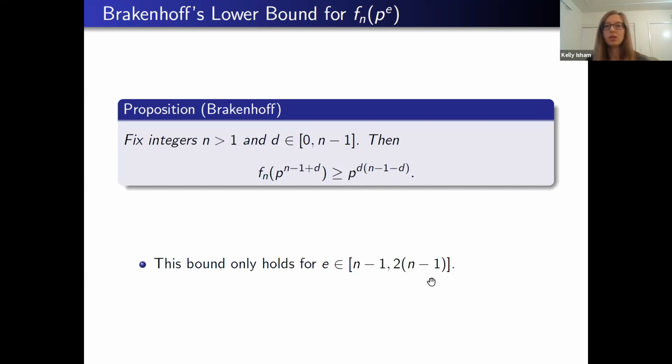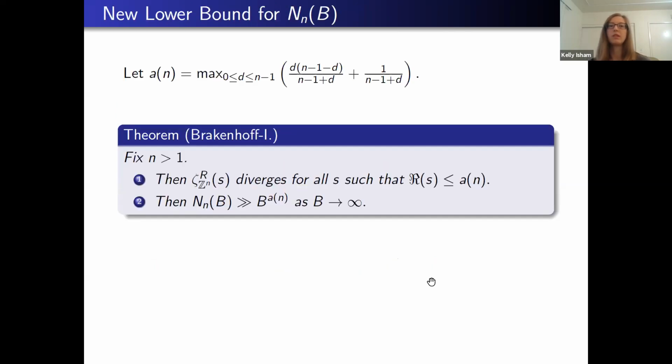And so just using kind of an analysis argument, let A(n) be kind of this crazy function that I'll describe a little bit later. So using Brakenhoff's bound plus a little bit, so I'll attribute this mostly to Brakenhoff, plus a little bit from me, we get that the subring zeta function diverges when the real part of s is less than or equal to this function in n.